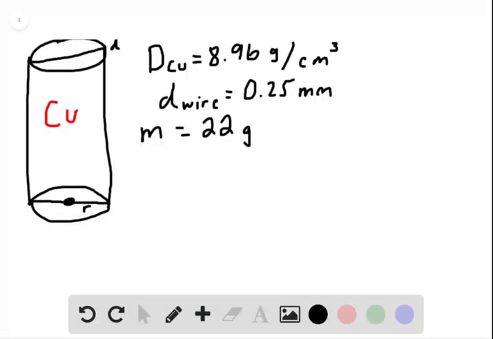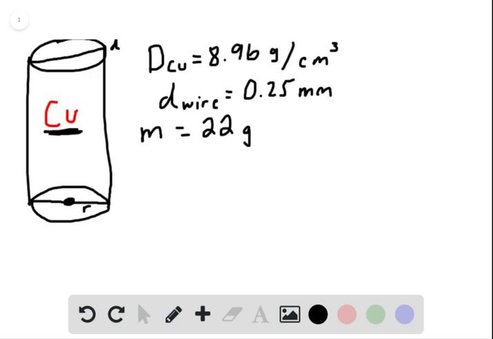Okay, so this unit conversion problem is actually throwing in some geometry at us, right? So we have this copper wire, atomic symbol Cu, copper, right? So we need to figure out how long the wire is.